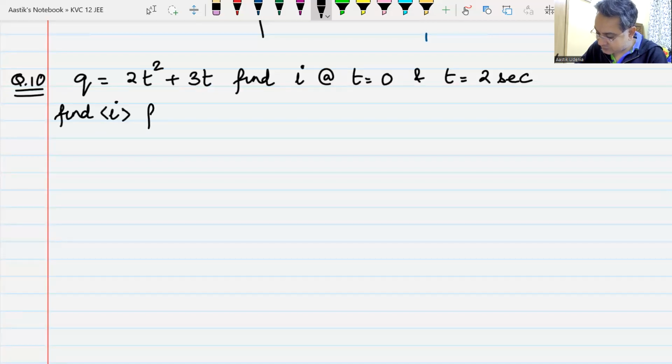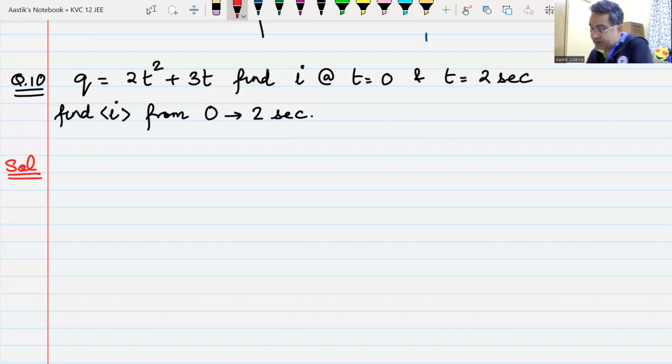Find average current from 0 to 2 seconds, and now you will see the difference in the answer that you get. I will give you 2 minutes to sort out this problem. Then let's go ahead and solve this.